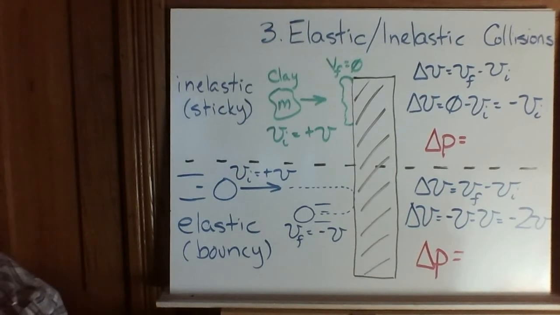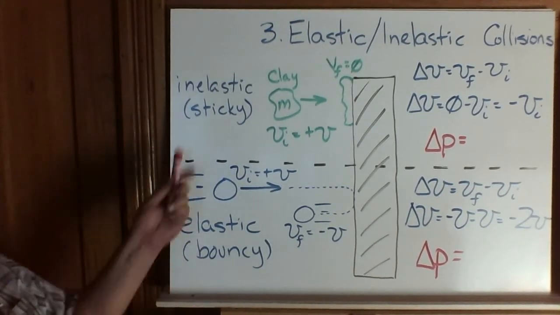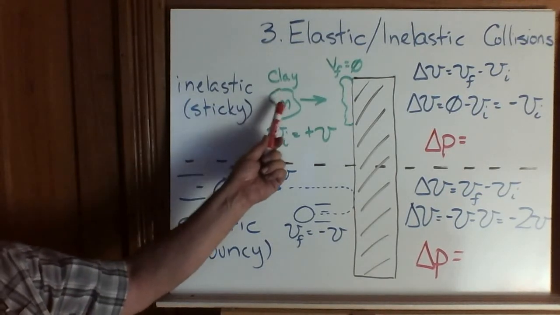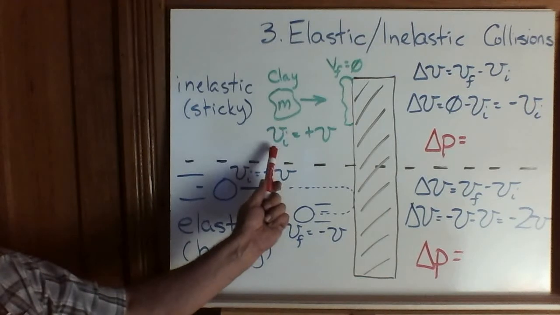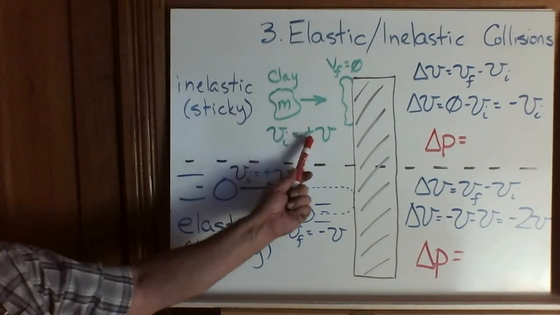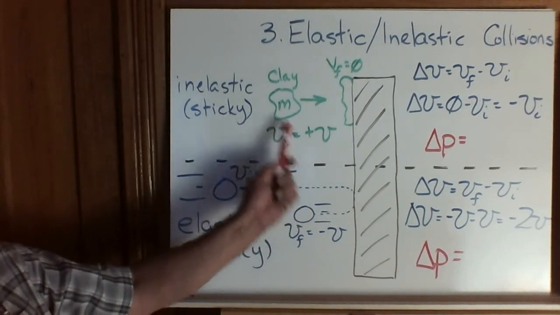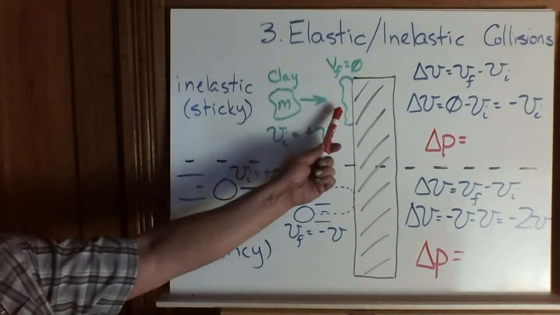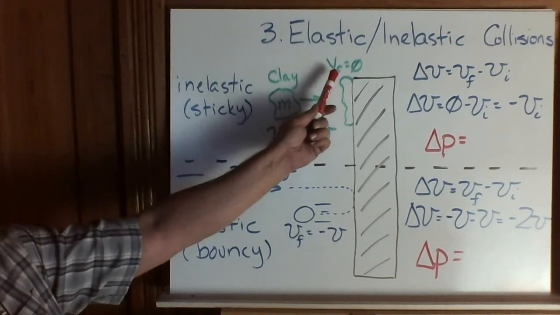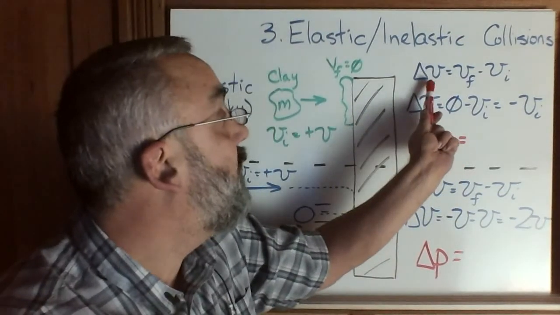Now, we can think of inelastic collisions as being sticky collisions. So I've started out, say, here with a lump of clay. And that clay has a certain amount of mass, and we're saying it's moving forward with V initial, and we'll give it a positive direction because it's moving to the right. Now that clay, when it hits the brick wall, is going to splat and come to a stop, so its final velocity is 0.